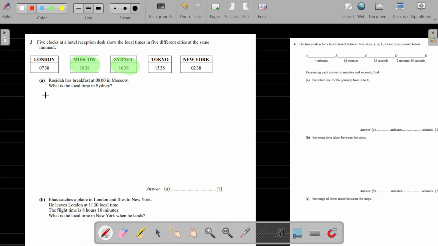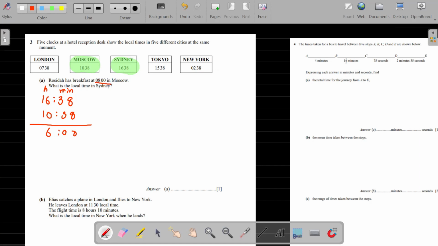So let's see the time difference. 16:38 minus 10:38. This is hour, this is minute. After subtraction, we are going to get 0, 0, and 6. There is a time difference of 6 hours. It means that Moscow is 6 hours behind Sydney. Sydney is 6 hours ahead of Moscow.